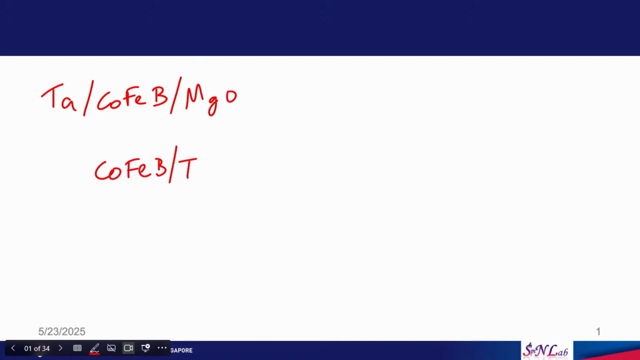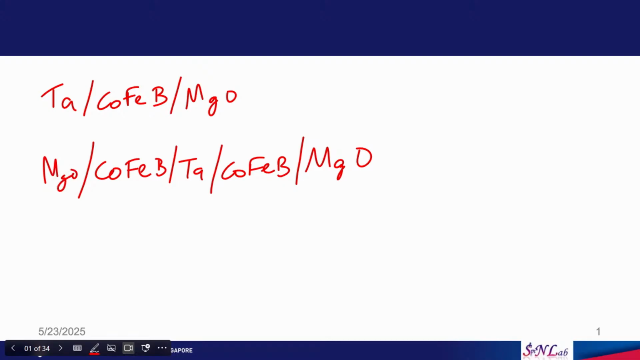After this, people started improving the tantalum, cobalt and boron, magnesium oxide. So, instead of one tantalum, cobalt and boron, magnesium oxide interface, people came up with concepts like having tantalum in the middle, having two magnesium oxide like this. So, now you see there are two interfaces of tantalum, cobalt and boron, magnesium oxide.